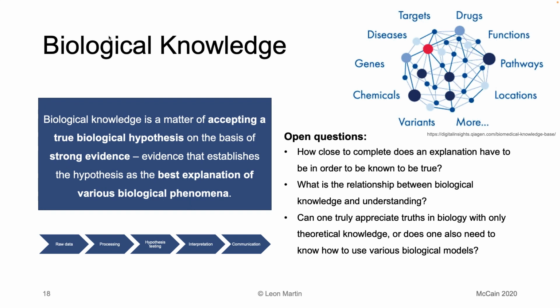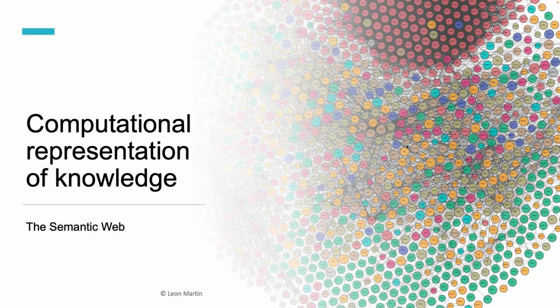And you see also in the domain of biological knowledge, there are various different scales and various different subdomains, basically. So we have diseases, we have different biological targets, we have drugs, we have functions. So we have a time scale as well. We have pathways, locations, chemicals, so all the different spatial scales as well. And how can we connect this knowledge, and how can we represent this knowledge in a computational way? So this is the question of this part of the talk now.